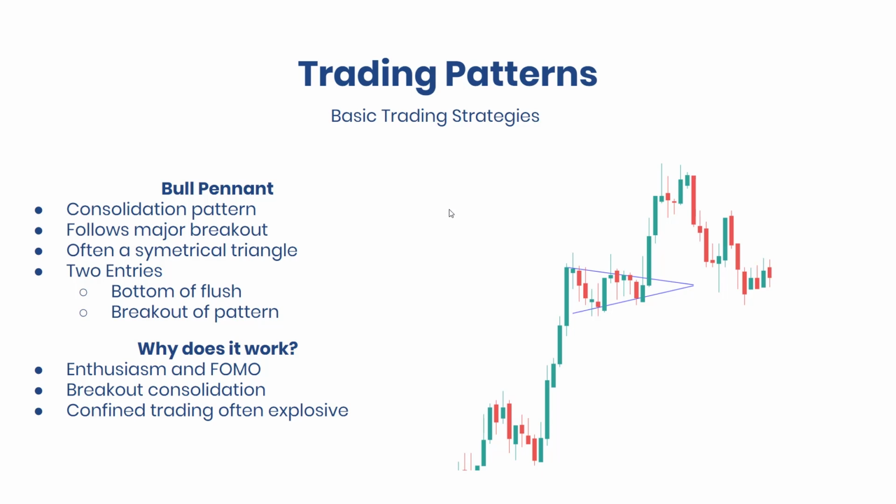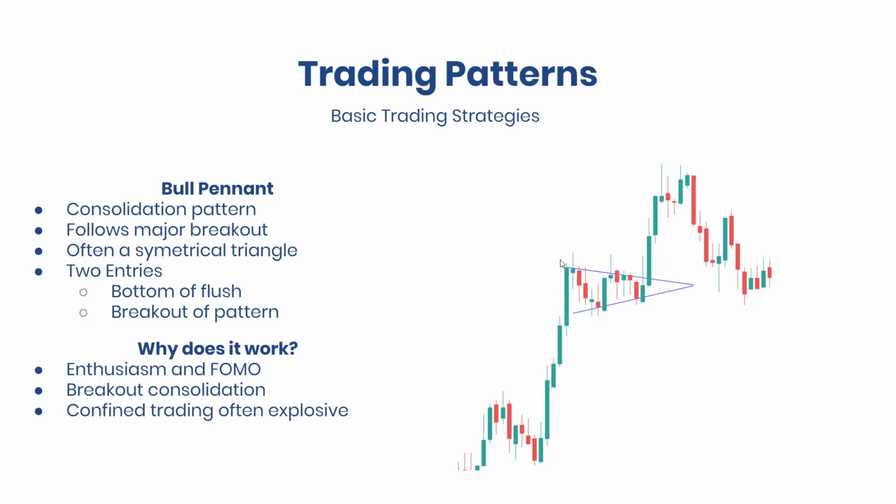The bull pennant is a consolidation pattern that follows a major breakout. So if you're in a downtrend, or really anything happens, and a key level gets broken, we often see a big surge in movement. If you recall our breakout trading in our support and resistance module, once you break out of that key resistance, the price tends to move very quickly. So here we see a quick upside move.